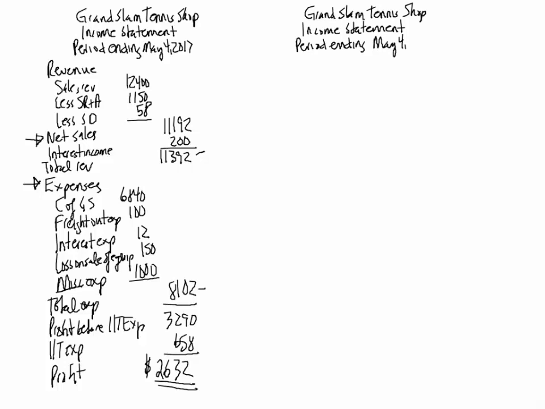I don't put down revenues. I don't list that at all. I start with sales revenue, which is $12,400. I then do less sales returns and allowances. And again, generally this would not show up, but I'm going to put it in here for demonstration purposes. Less sales discounts.